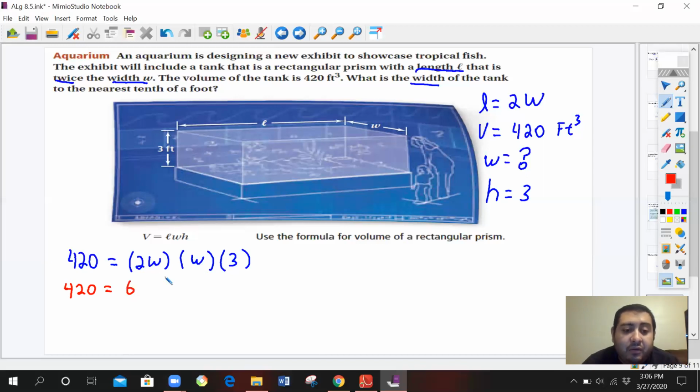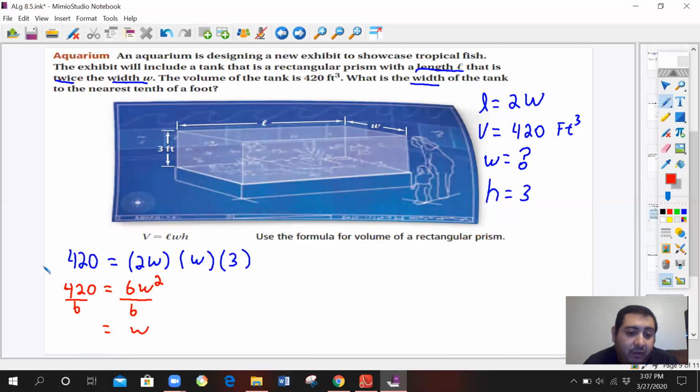W times W will give us W squared. Perfect. So now that we have this, again, this section is a multiplication. The opposite of that is going to be division. Since we're trying to figure out our W, you're only going to divide the 6 on both sides so you could have the expression of W by itself.